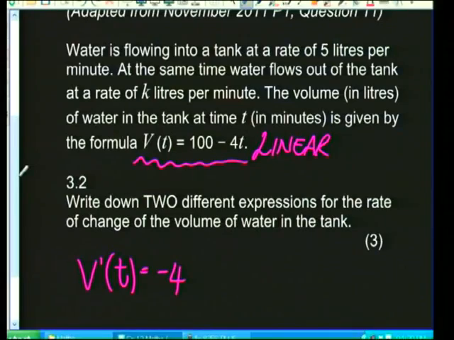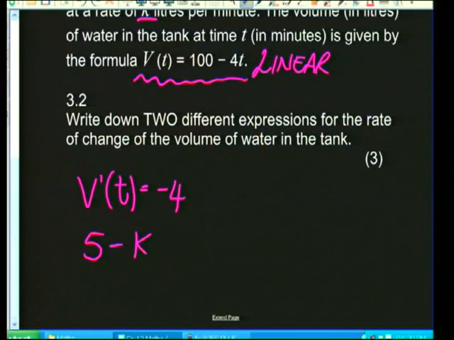But they asked me for 2 different ways of expressing it. Let's go back and have a look at what the question said. We know that water is running into the tank at 5 liters per minute, but it's running out of the tank at k liters per minute. So essentially the rate of change of how much water is in the tank is going to be represented by what's coming in minus what's going out.